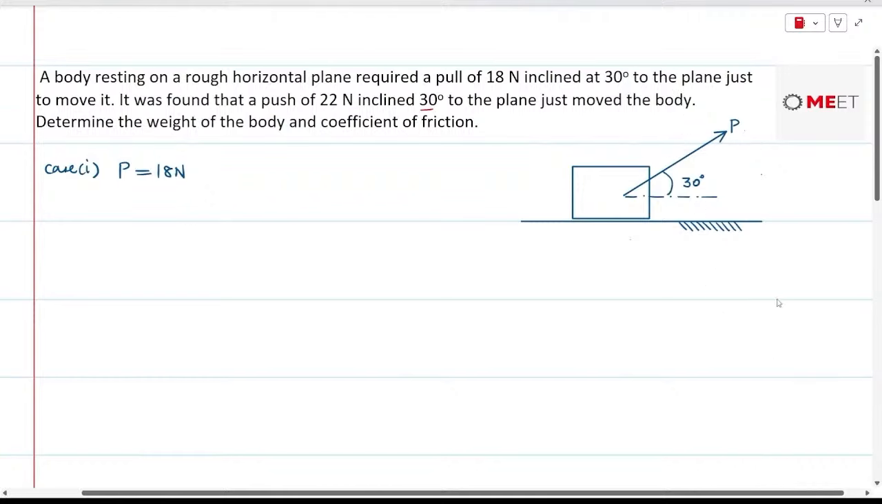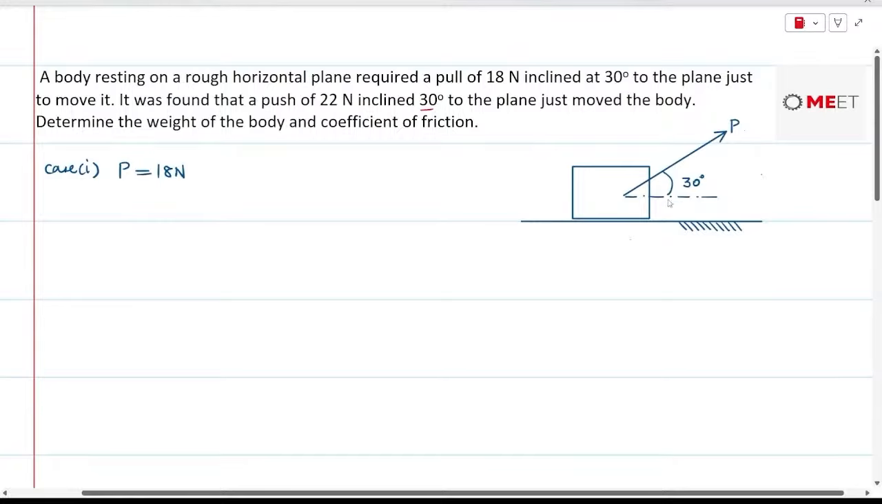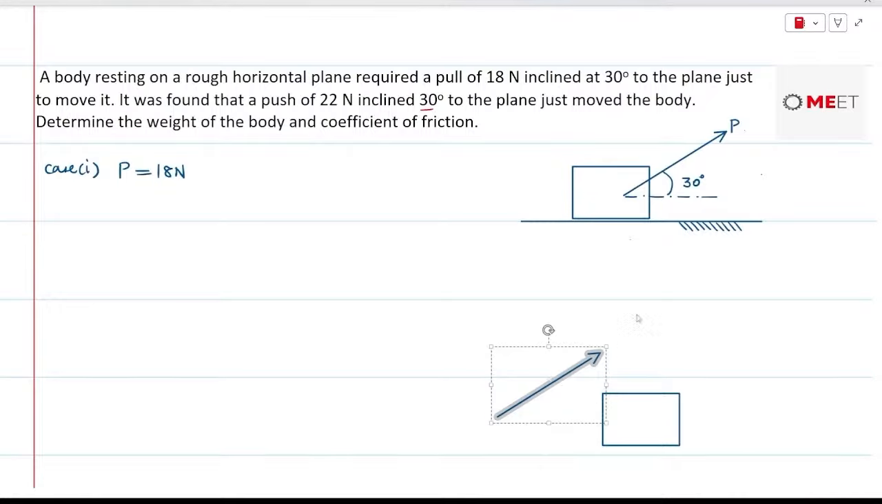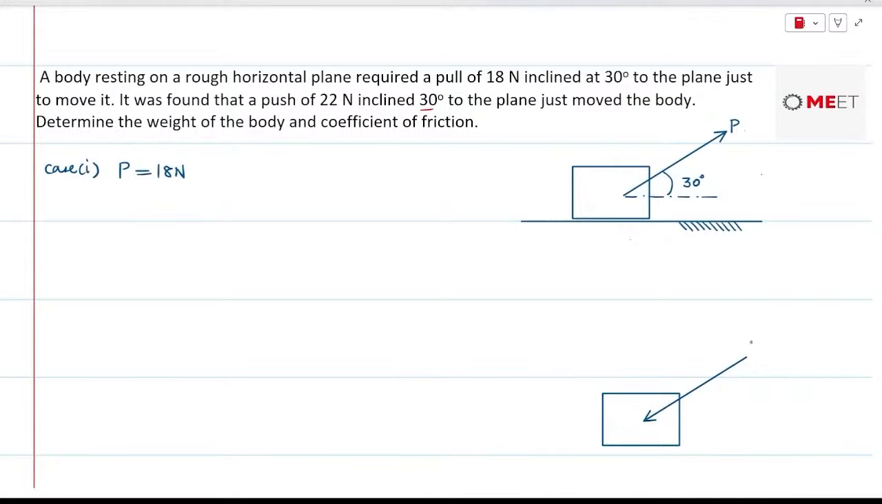And in the same way, in the next case, the force P will be taken in the opposite sense. The same force, but the force magnitude has been increased. Let's say P1 is equal to 22 newtons applied on the block at an angle of 30 degrees. So let's do the analysis.